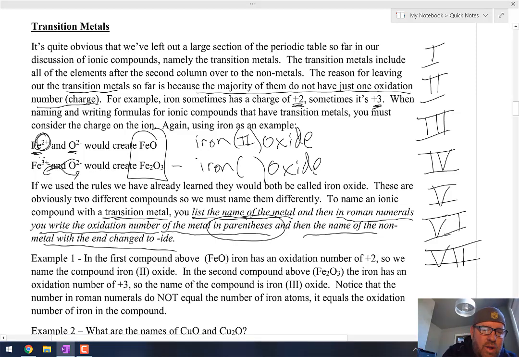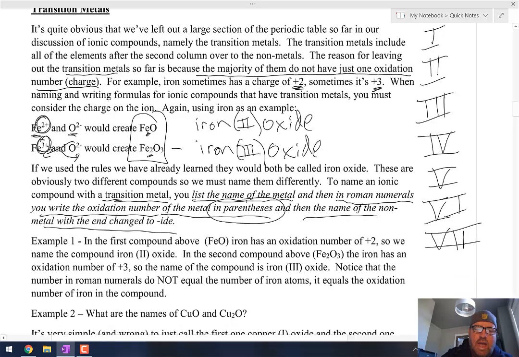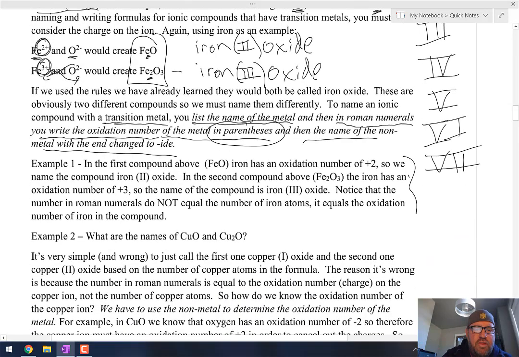In the bottom one, the iron has a +3 charge. So you write iron 3 oxide. A very common mistake that students make is they will look at this and go, oh, there's only one iron here, that's iron 1 oxide. And here there's 2 irons, so it's iron 2 oxide. It's never, well, it could be just by coincidence, but it's not the number of iron atoms there are. It's the charge on the iron atoms. That is the key.